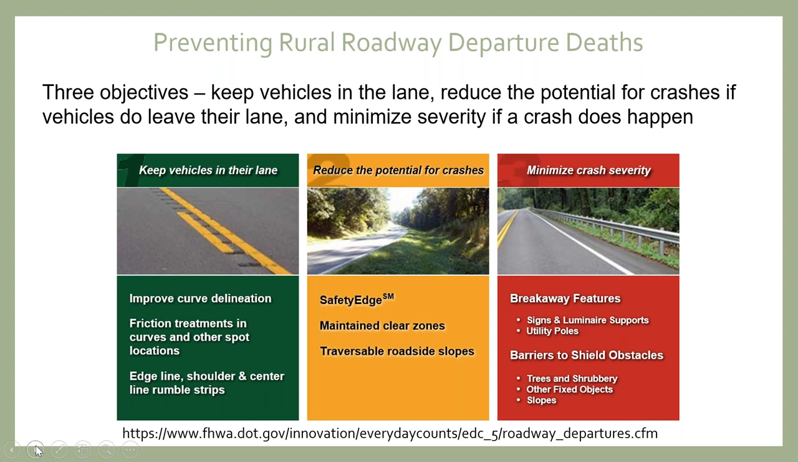And then preventing rural roadway departures. This has been a focus of the Federal Highway Administration, and there is a lot more detail that we now have. It is an element of the FHWA handbook. When we think about preventing rural roadway departures, we try to put potential countermeasures into three categories. First, keep vehicles in their lane in the first place. So things like improved curve delineation, friction treatments in curves, edge lines, shoulder and center line rumble strips.